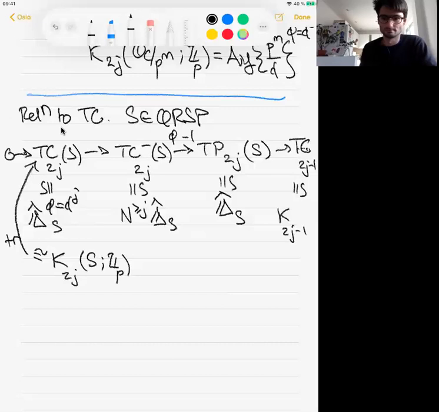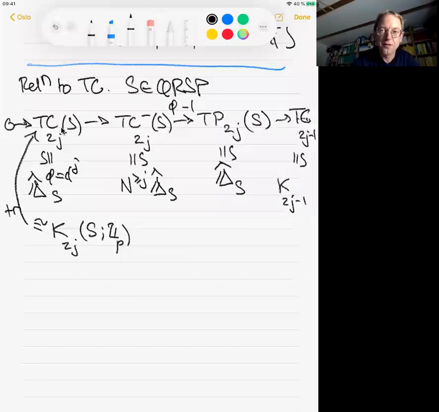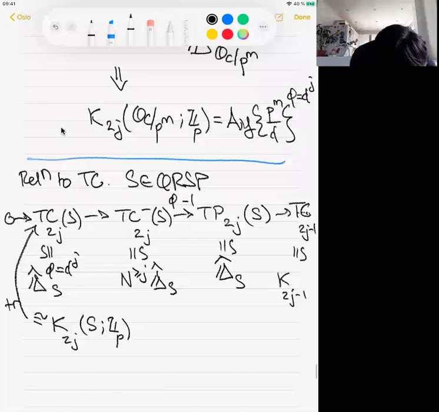Thanks a lot. Any other questions? Please go ahead. Can you say something about this computation of K-theory of Z mod p to the n? I was afraid someone was going to ask that.